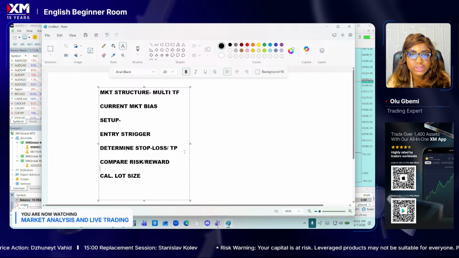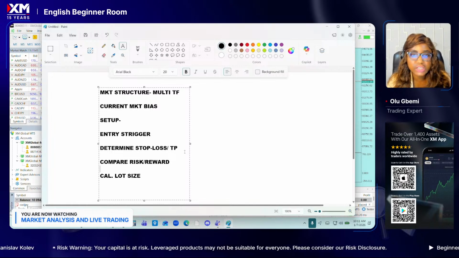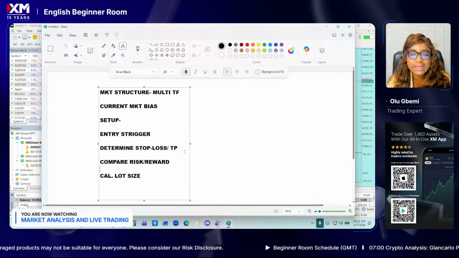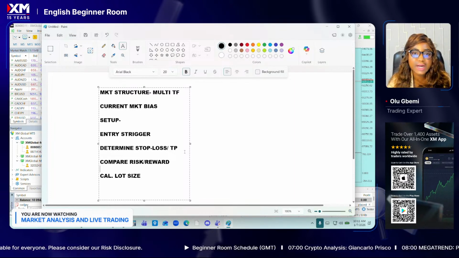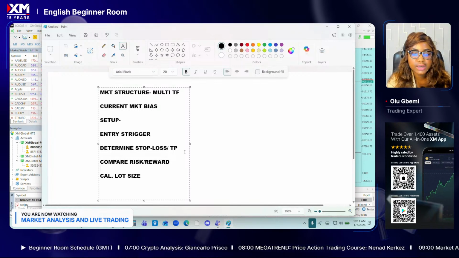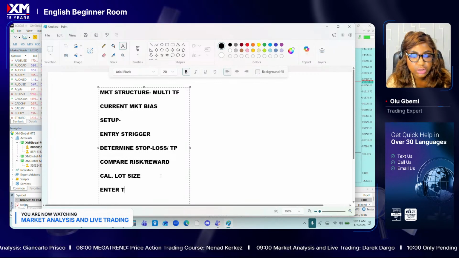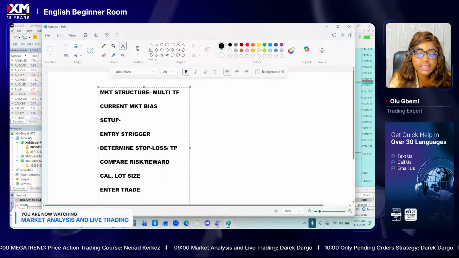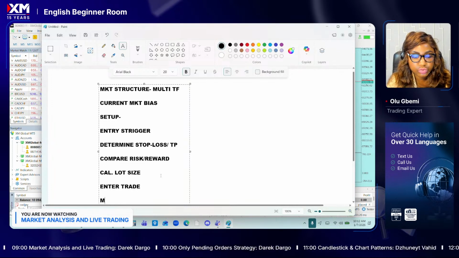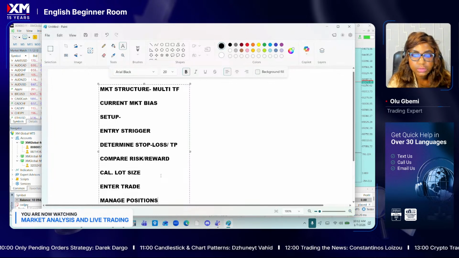Then I'll calculate my lot size. What's the lot size? The volume. What size am I trading? What's the position sizing? I need to calculate that to know what fits in with how much I am willing to risk, so that if the market goes against me and hits my stop loss, I don't lose more than I plan, right? And then after that, I enter the trade. Enter trade, okay? And that's it. I enter the trade, and afterward, I just manage my position. Okay?